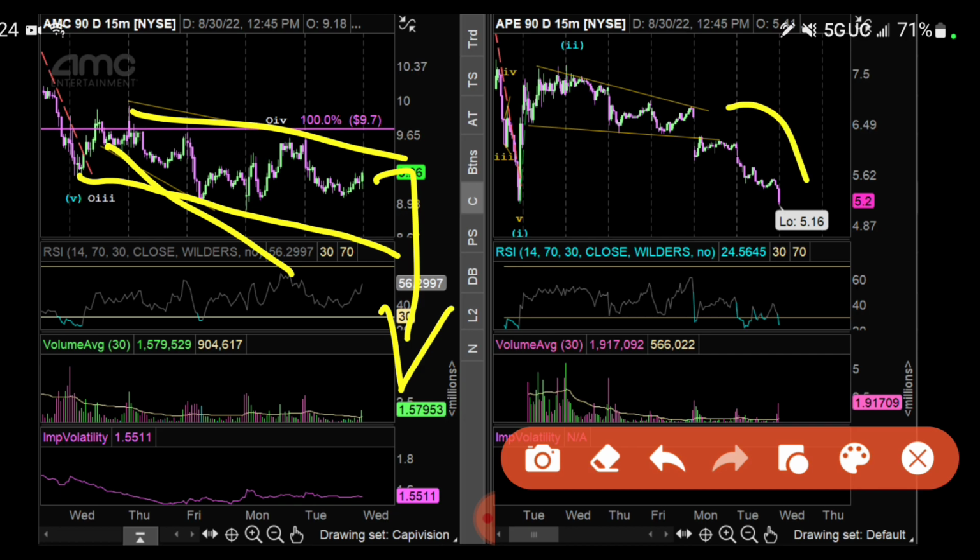And I think APE here is leading the way. Not much to say here. We don't look bullish. And back here I was saying no bounce yet. So still I'm saying no bounce yet, and yeah, expect more downside.